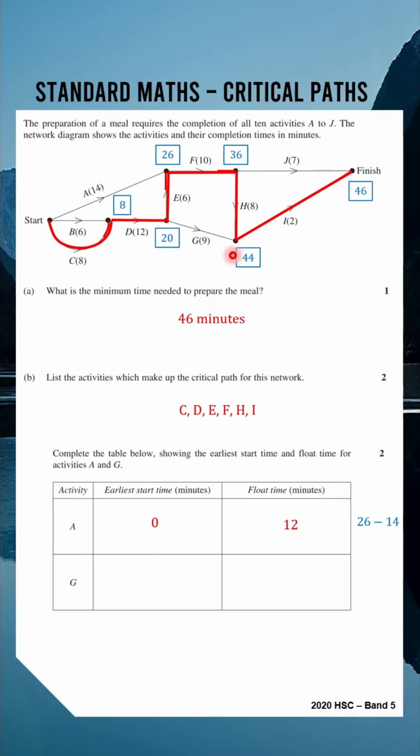Looking at G now, down here, the earliest start time for G is going to be how long the critical path takes to get to the start of G, which we can see from this number here is 20. So the earliest start time of G is 20.